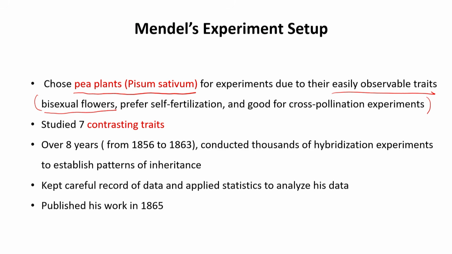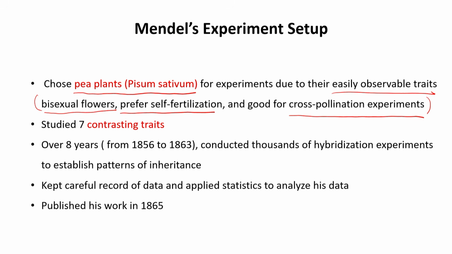There are several things that make the pea plant a very good plant to study the kind of things that Mendel wanted to study. So these plants are bisexual, which means that they have male and female parts in one flower itself, right? And the structure of the plant is such that the petals close in such a way that they won't allow the pollen to come and go so easily. So automatically the plant prefers self-fertilization, right? And then if you artificially cut the stamens, you can actually allow cross-pollination.